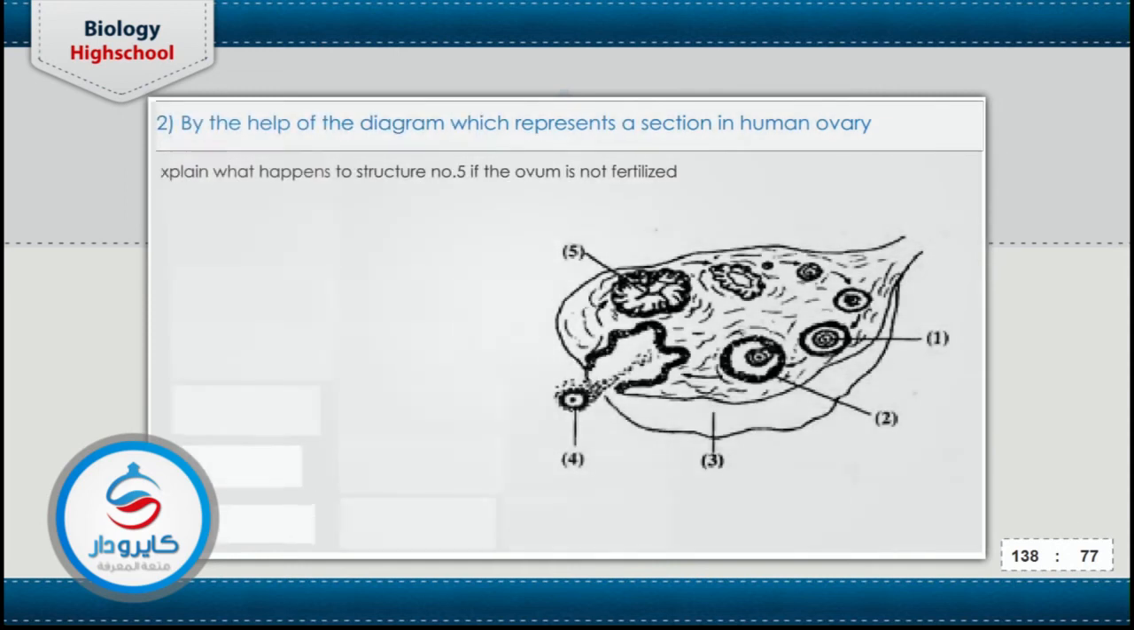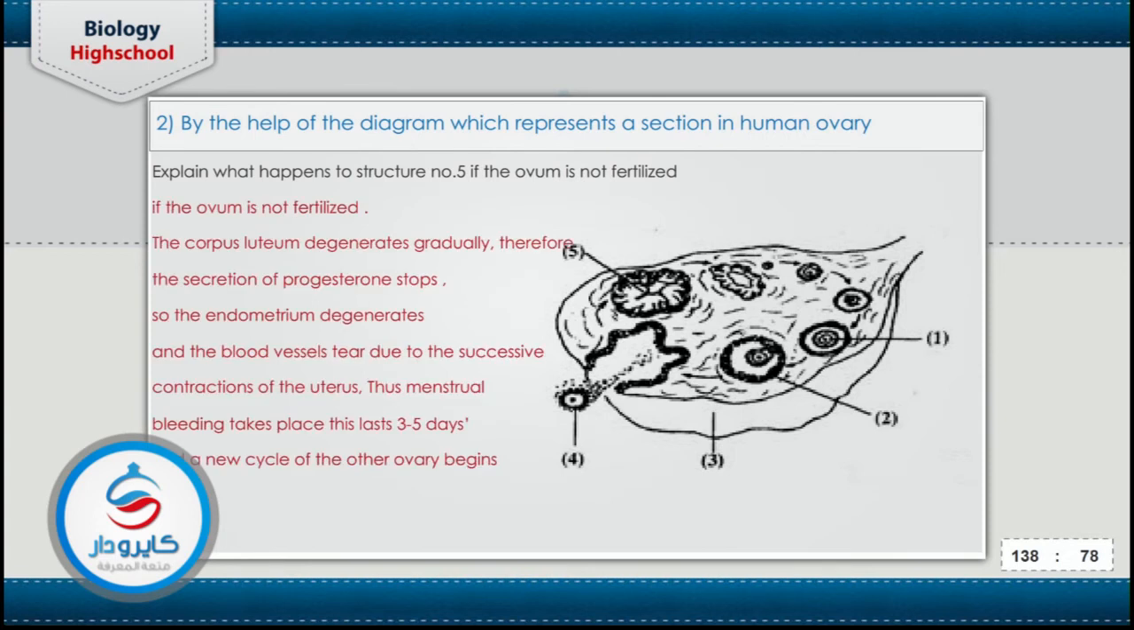The second part: explain what happened to the structure number 5 if the ovum is not fertilized. Structure number 5 is a corpus luteum. If the ovum is not fertilized, the corpus luteum will degenerate.